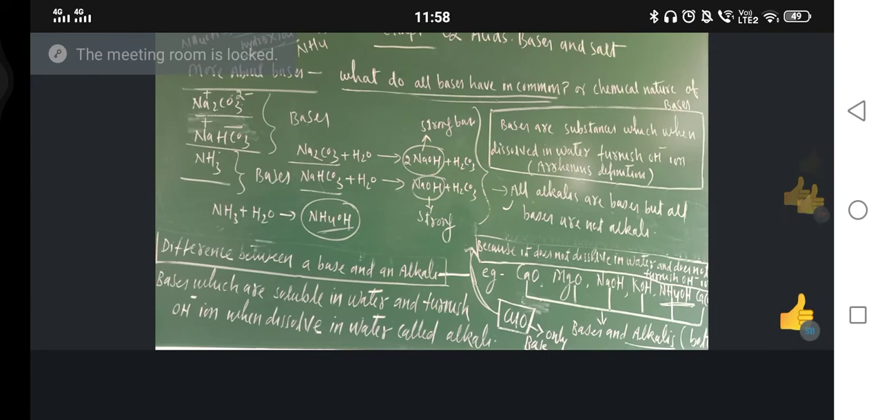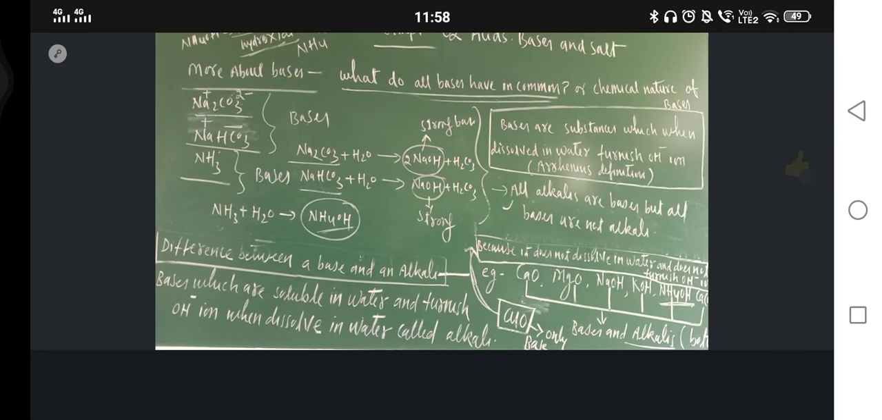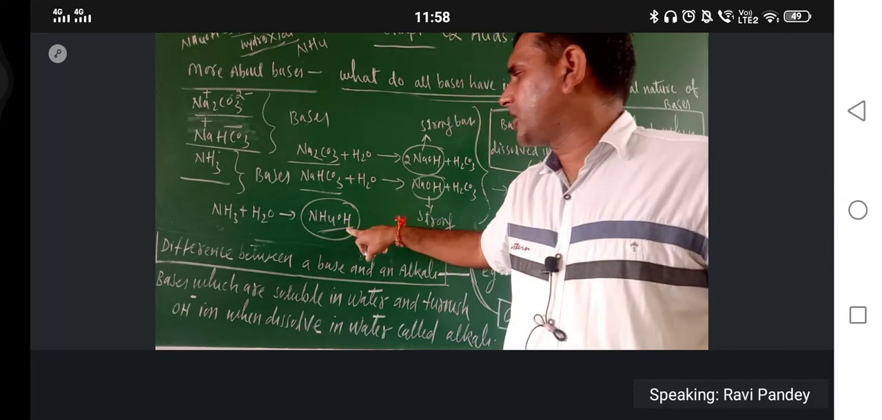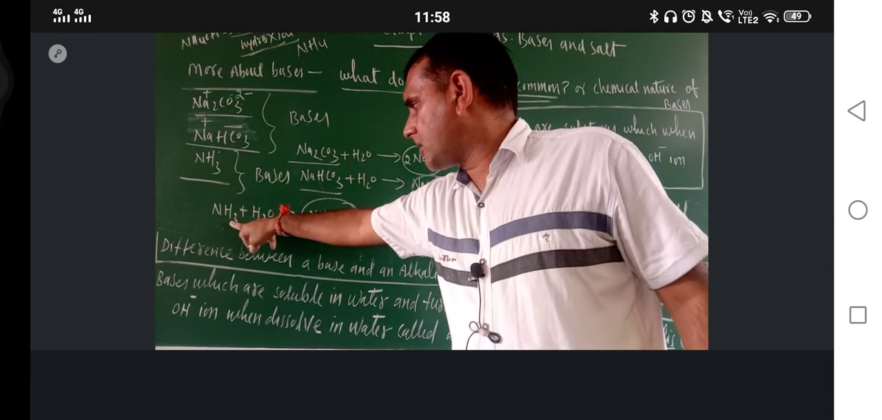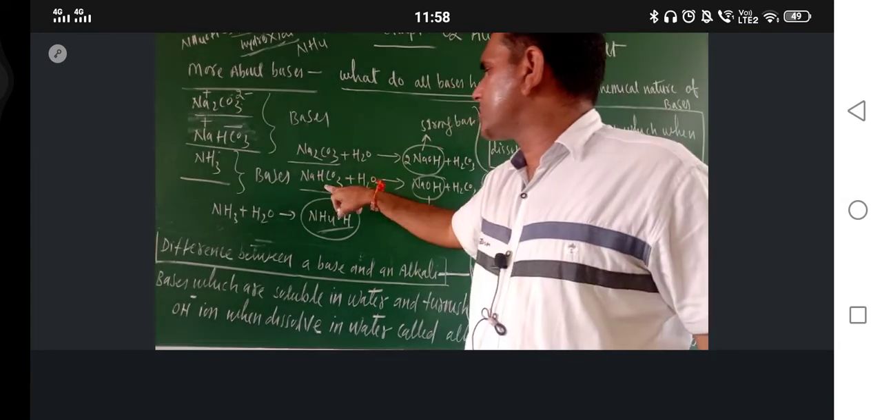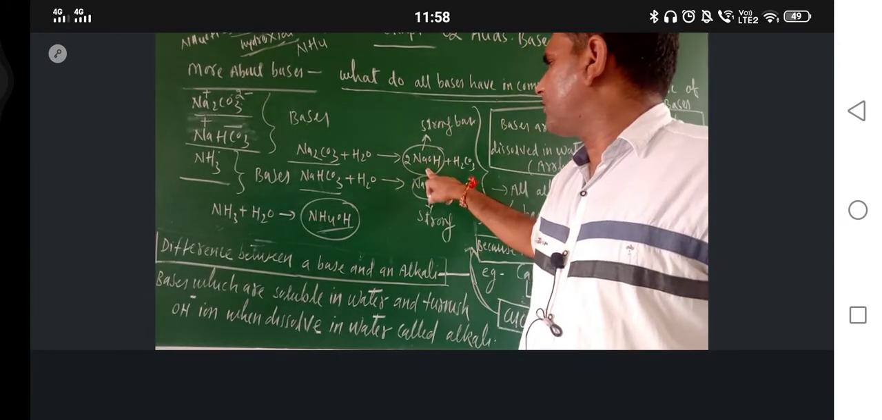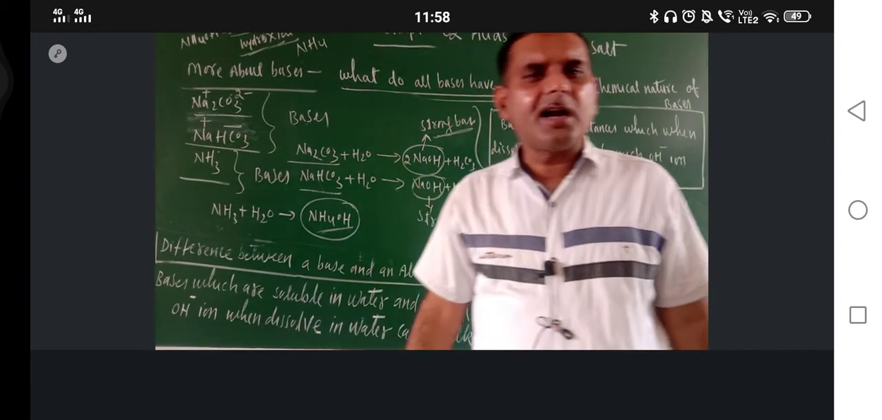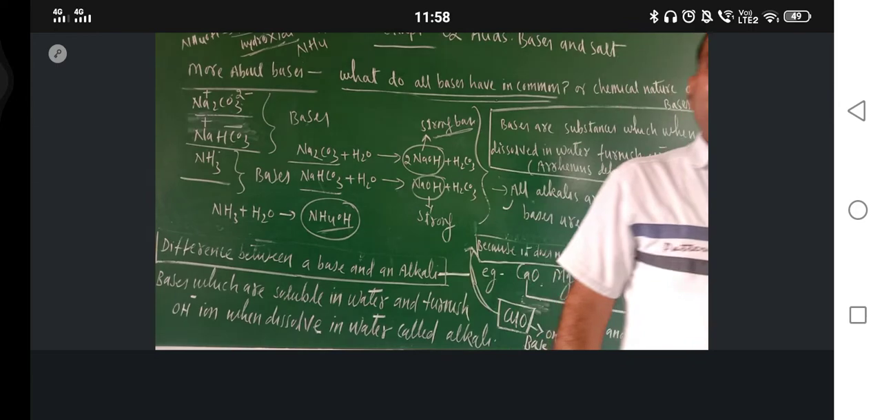Due to the formation of NH4OH, since ammonia reacts with water and forms ammonium hydroxide, it is called a base. NaHCO3 and Na2CO3 react with water and form sodium hydroxide, which is a strong base. That is why they are called bases, even though they are salts.